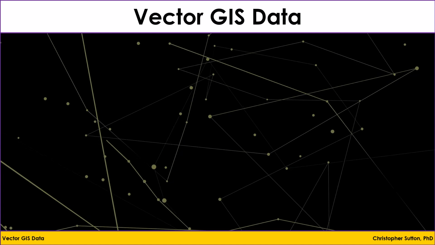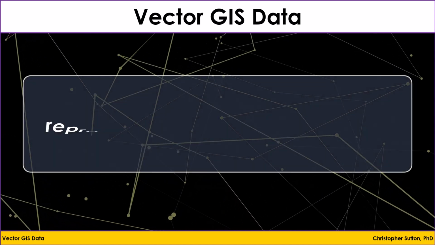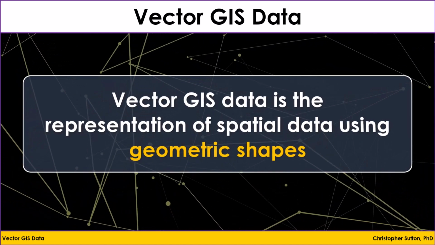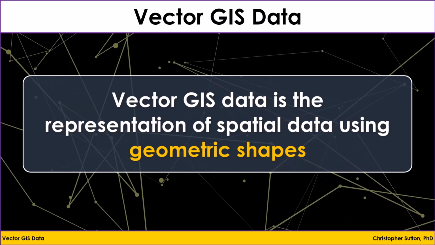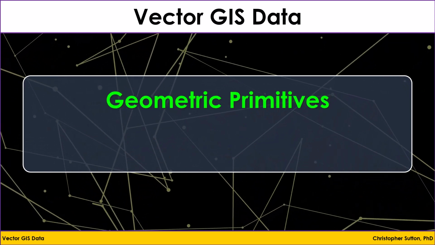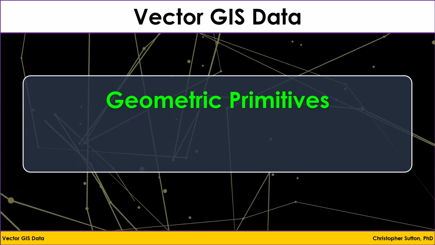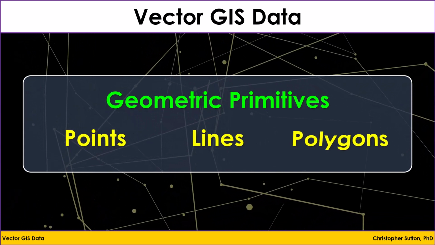In this video, we will examine vector GIS data. Vector data represents geographic features as discrete geometric shapes, often referred to as geometric primitives. What are these shapes? They are points, lines, and polygons.